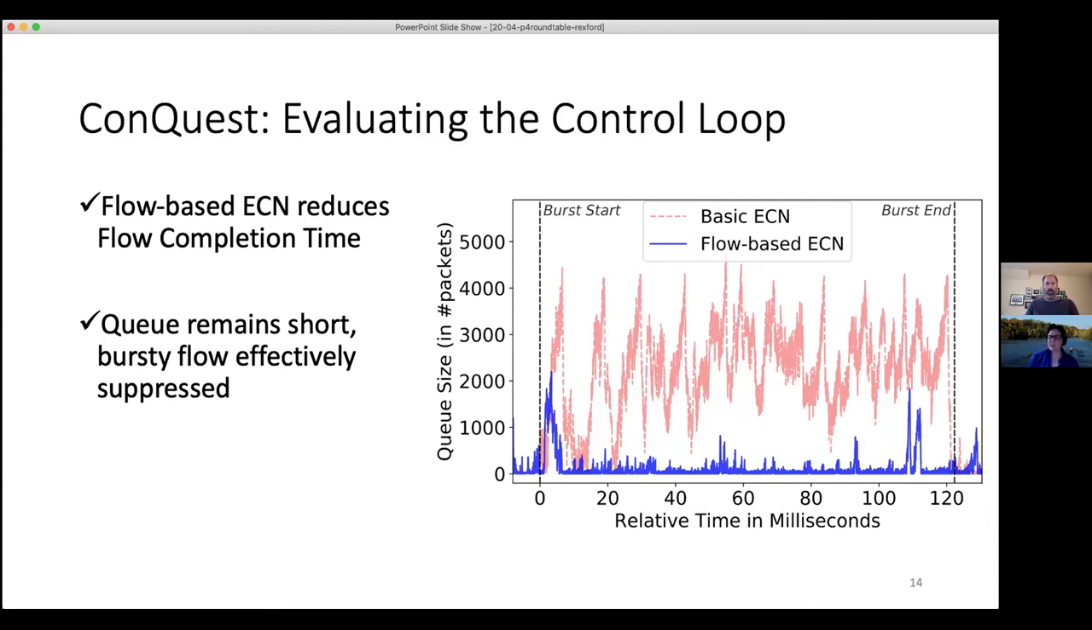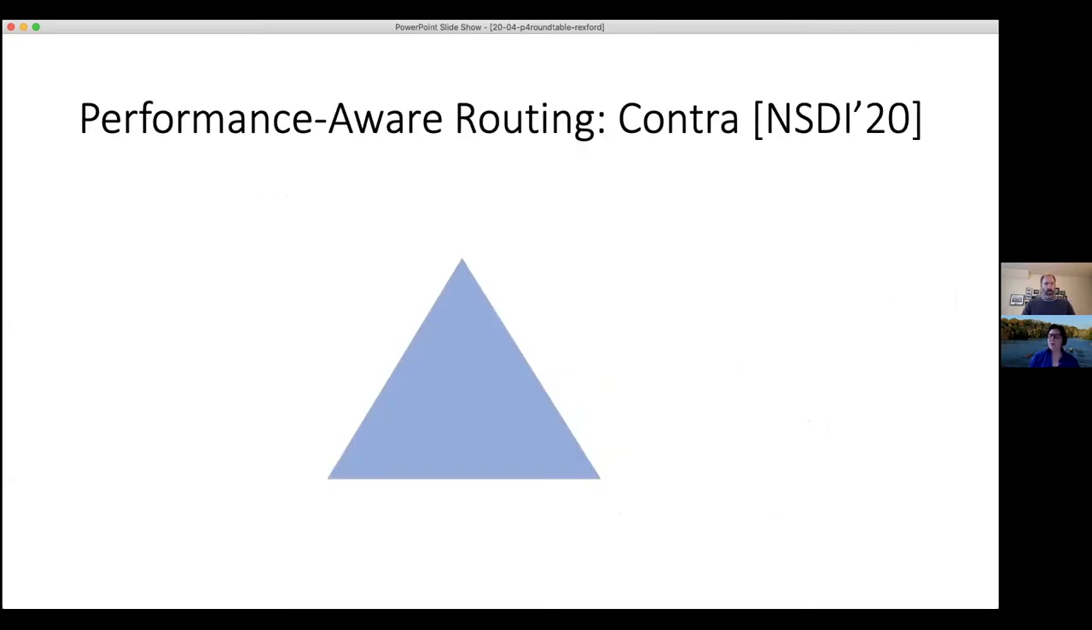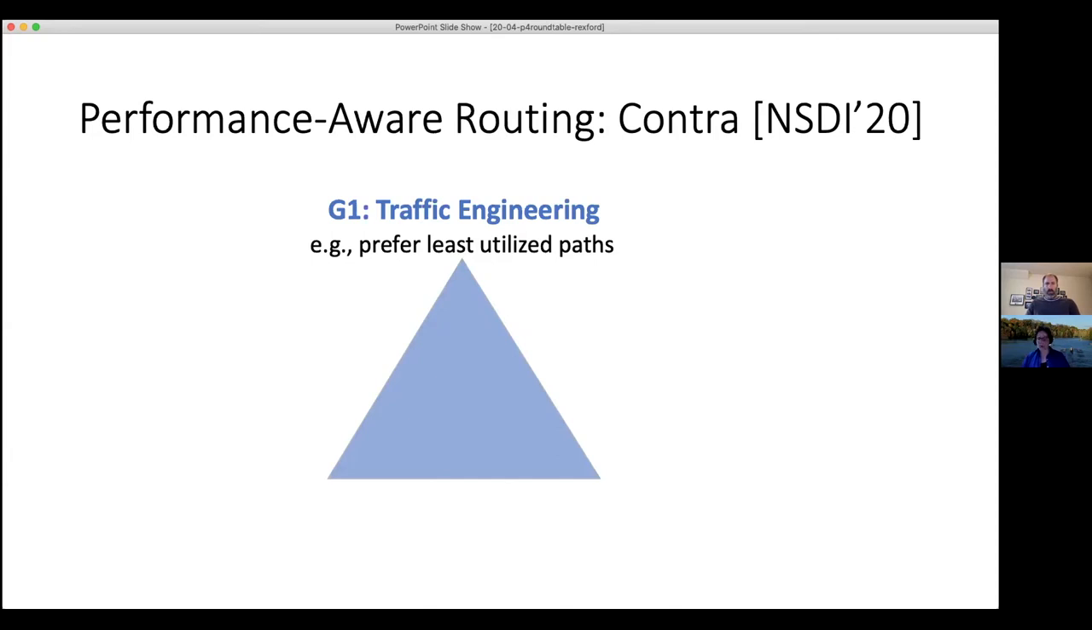The second example I want to look at is performance-aware routing. So far we've talked primarily about managing a single queue, but in this part of the work we'd like to talk about managing the routing for the entire network and to do it in a performance-aware way. So we really have three goals. We'd like to be able to achieve high-level traffic engineering goals, such as directing traffic over the least utilized paths through the network. We'd like to impose some constraints on which paths get used.